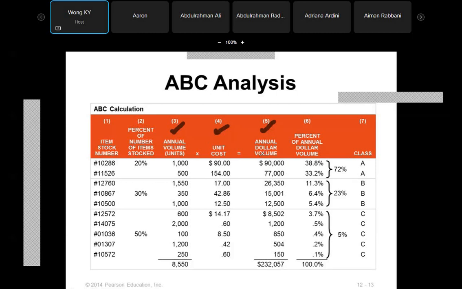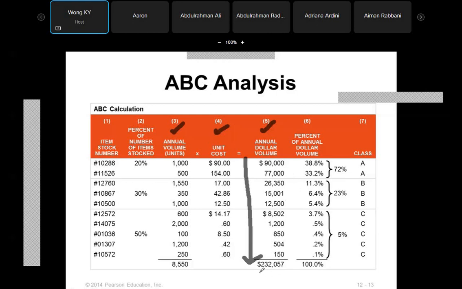Okay, once you have calculated this, the next thing you have to do is arrange them in descending order. Make sure you arrange the inventory items in descending order following their annual dollar values, because later we want to classify them into A, B, and C. If you don't arrange them in descending order, you cannot classify them. So make sure you arrange them in descending order, meaning the largest one at the top, the smallest one at the bottom.